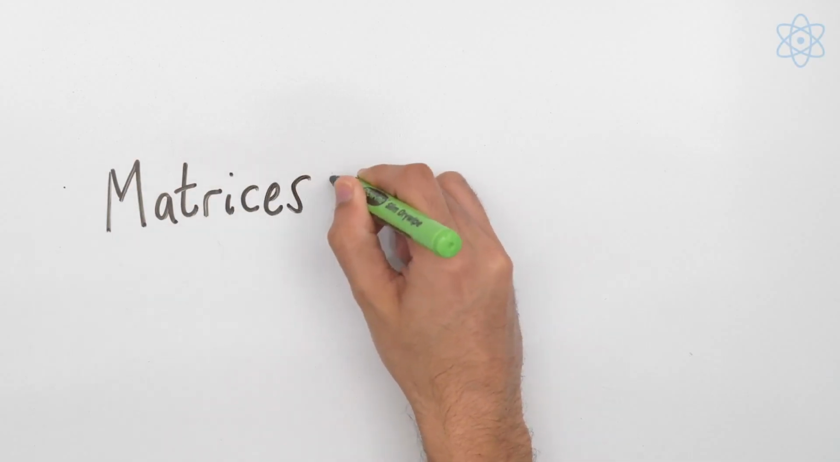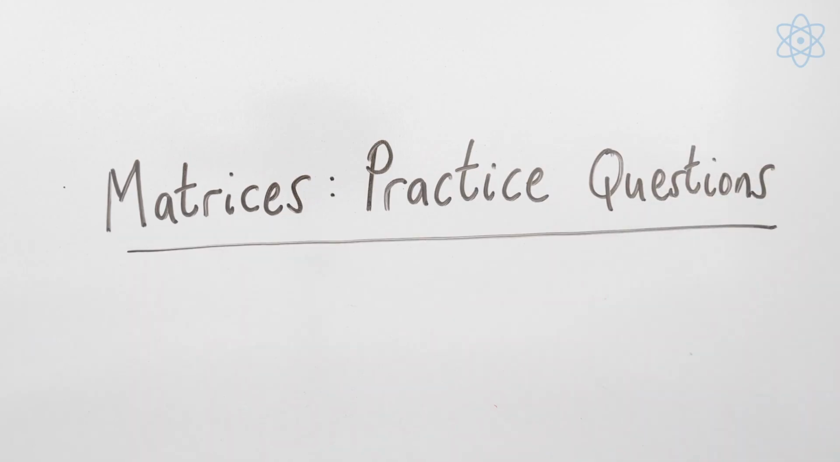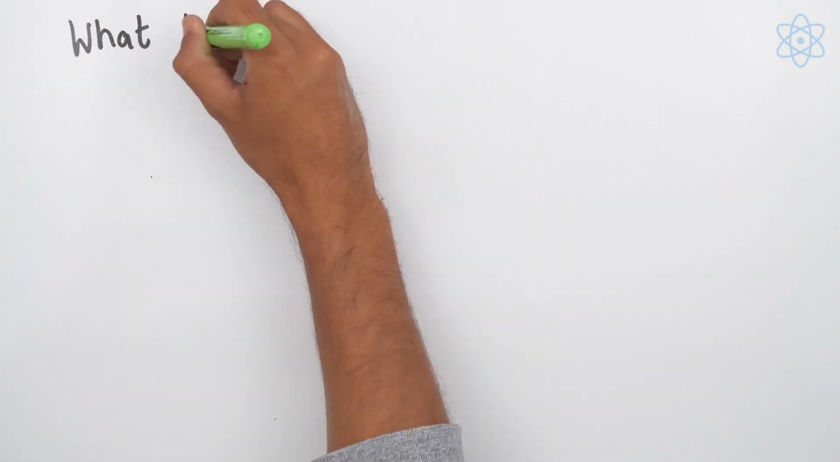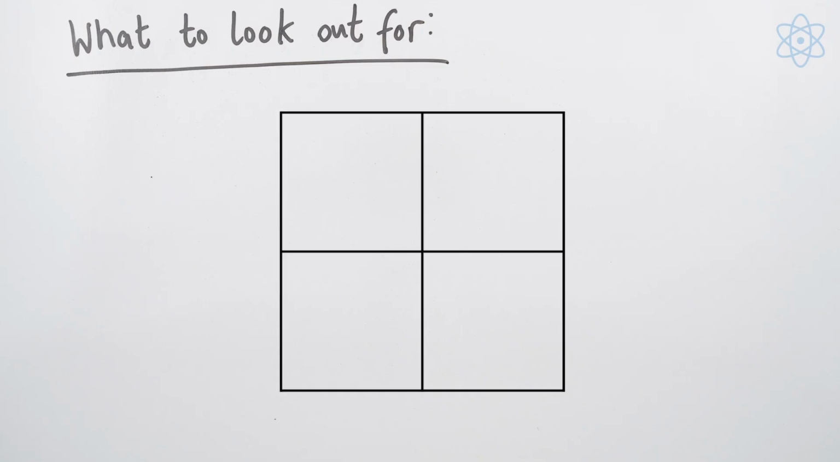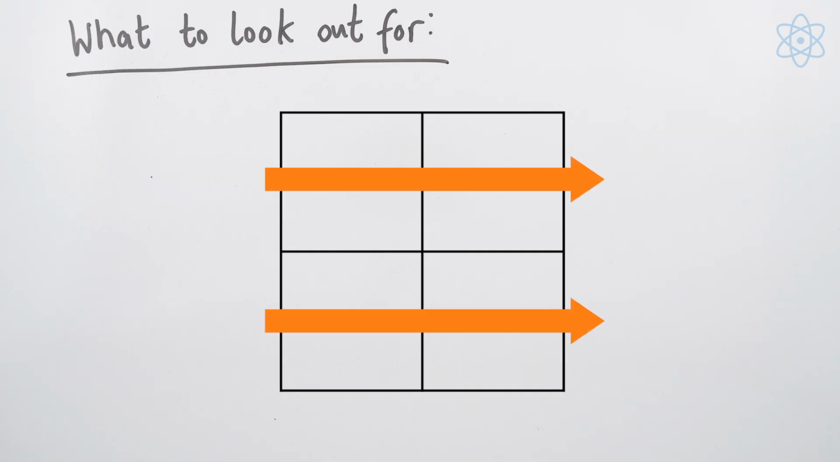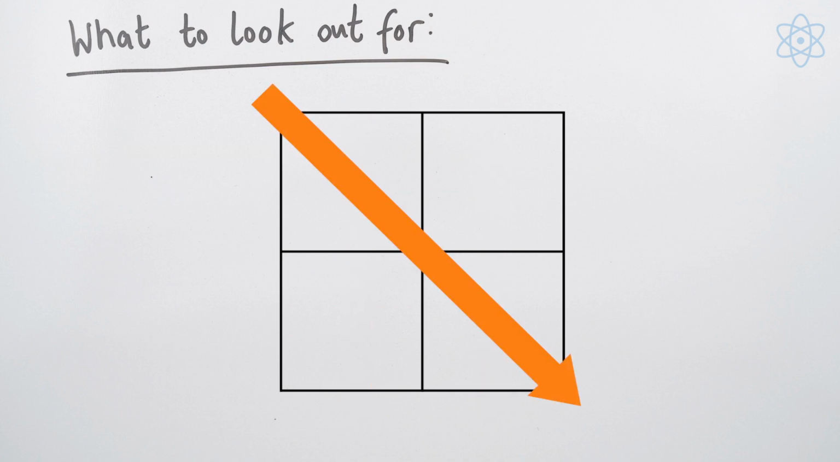Matrices. Practice questions. Let's take a look at some of the matrices questions that you might come across and how you should approach them. So we're going to be looking for the shape that can fill the gap in the matrix. The shapes in the matrix will be connected by patterns. These patterns can run through the matrix in lots of different directions. Always look for patterns running across rows, down columns, diagonally, and in a clockwise direction.